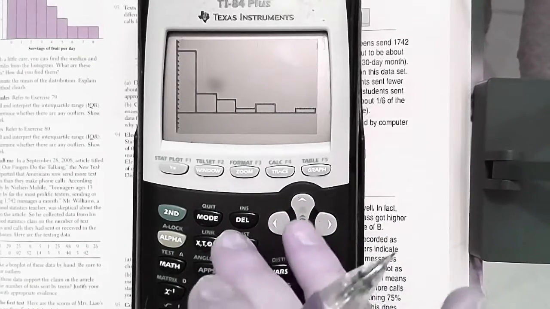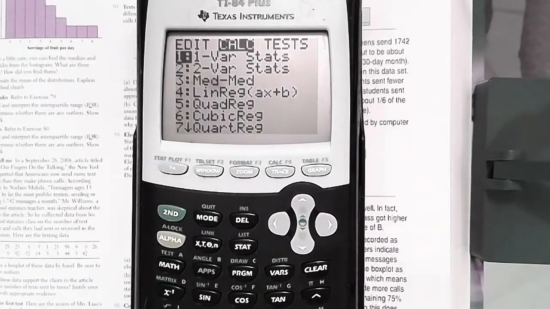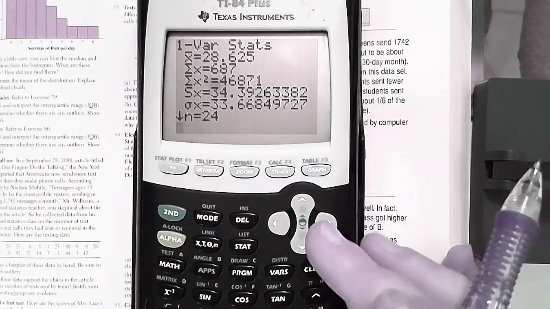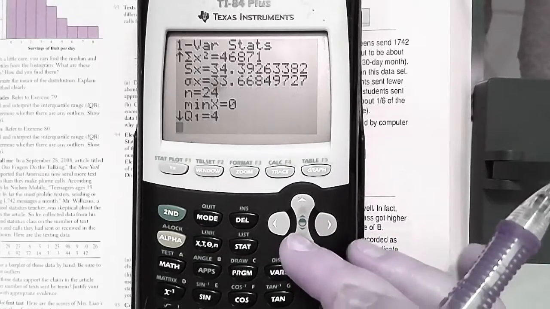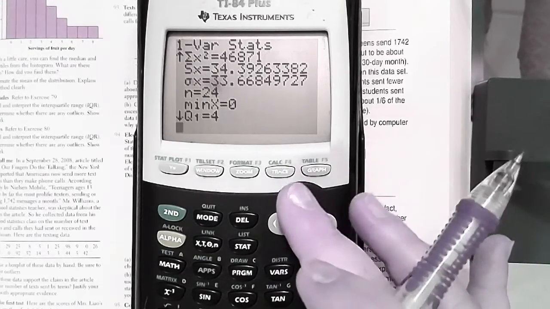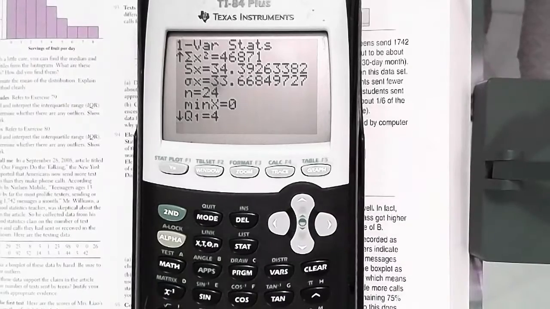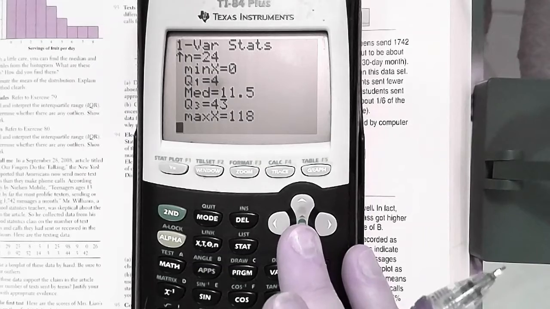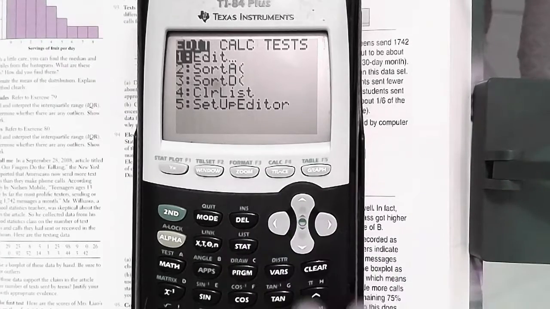So let's go back to our 5-number summary. So press stat, calc, and do one-variable stats. So we have 24 units. Our min is 0. Our Q1 is 4. Our median is 11.5. Oh gosh, I hope I did these right. Let me do this again.